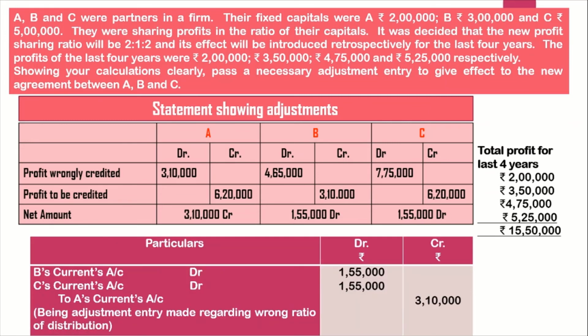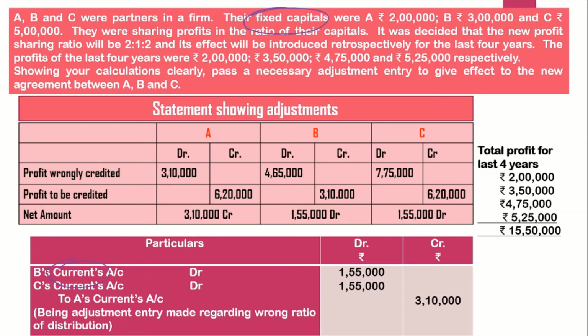Okay, so my journal entry will be this. You can see here that I used current account, because it says it's a fixed capital, so I'm using current account here. This is an important thing you have to remember, because you may lose marks here if you do not write current account.